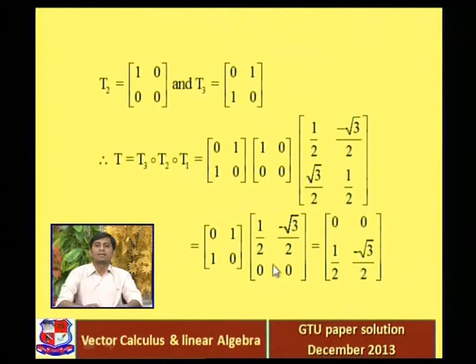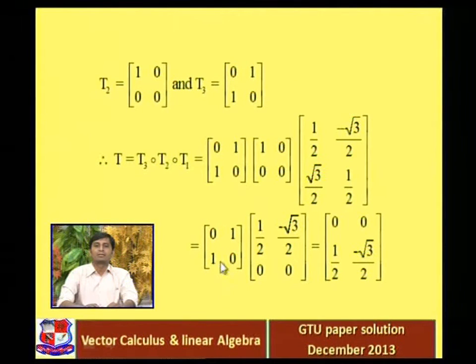And then we multiply with these two matrices. We get 0 into 1 by 2 plus 1 into 0, so we get 0. You can understand how we do matrix multiplication, right? So that you should know. Then 0 into minus root 3 by 2 plus 1 into 0, so that is also 0.